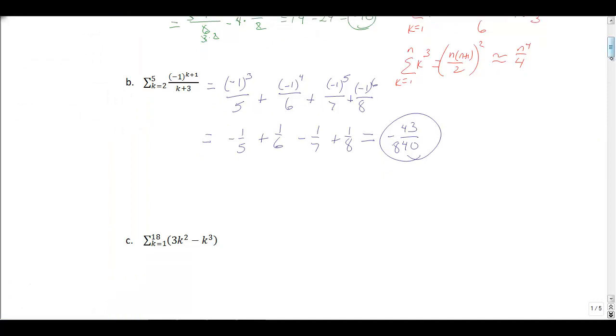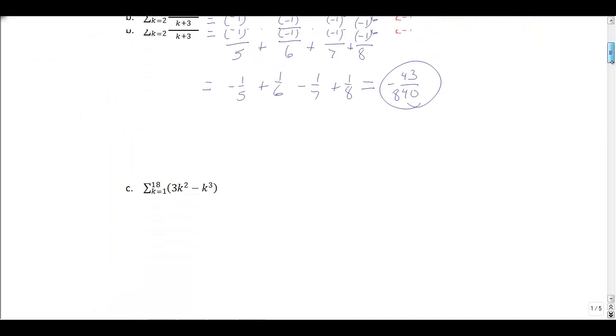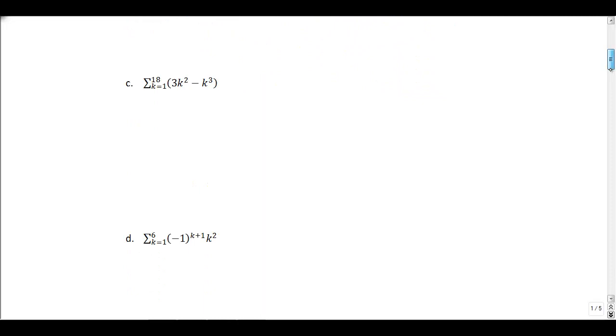Okay. Next one, we're getting a bit bigger here. So k equals 1 to 18, 3k squared minus k cubed. Now I'm definitely not going to want to write this out because there's 18 terms. So what I'm going to do here is rewrite this as 3 summation k equals 1 to 18 of k squared minus summation k equals 1 to 18 of k cubed. And then I'm going to use my summation formulas.